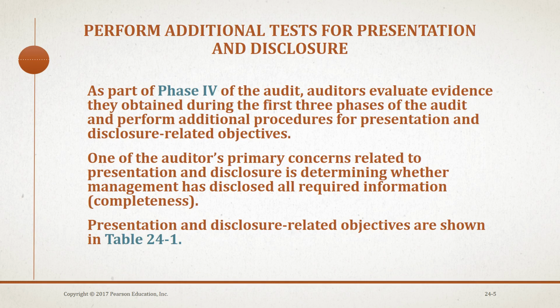This is typically called Phase 4 of the audit, and at this point now, the auditors are evaluating the evidence that they've gathered to make sure they have enough evidence to support management's assertions for the material accounts. That's their goal at this point in time. One of the auditor's primary concerns is related to presentation and disclosure. Has management disclosed all the required information?